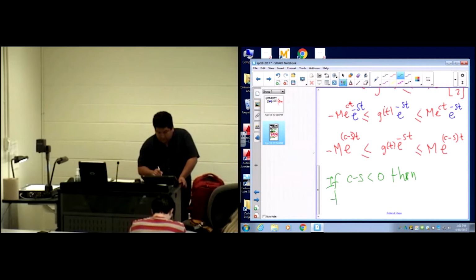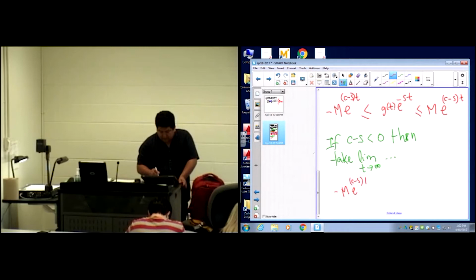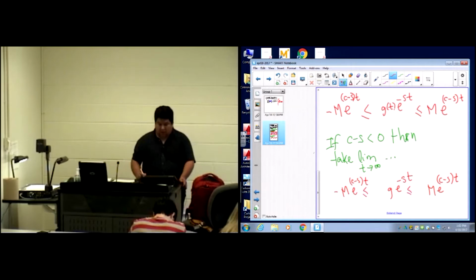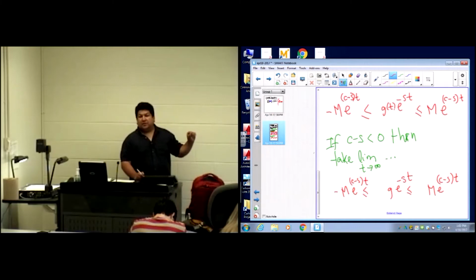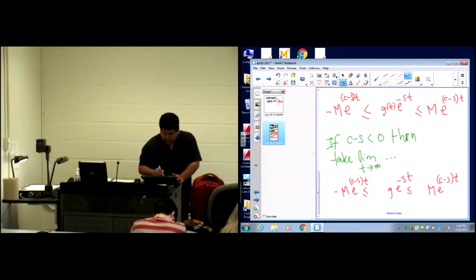Okay, so let me write that again. So this would be minus M e to the c minus s, times t, and we are making the assumption that the argument of this exponential appearing in the lower bound and upper bound is a negative number multiplied by the independent variable t. Okay, so we make that assumption and then take the limit as t goes to infinity. The convenience of taking this limit as t goes to infinity is that we can easily see what the limit of the lower bound and upper bound is.